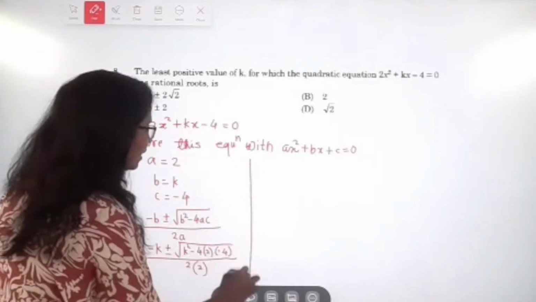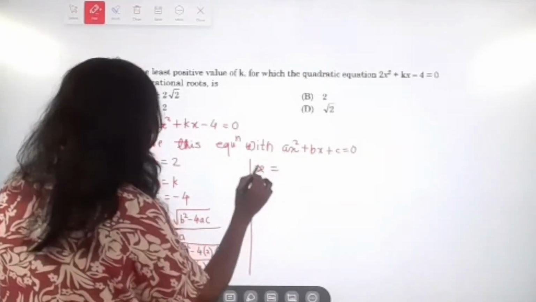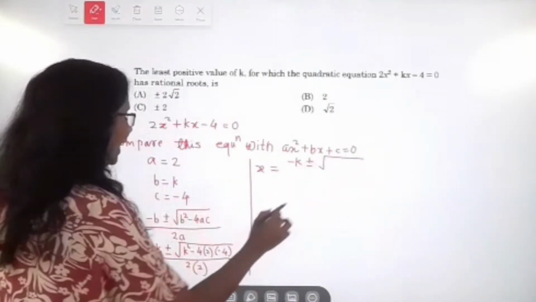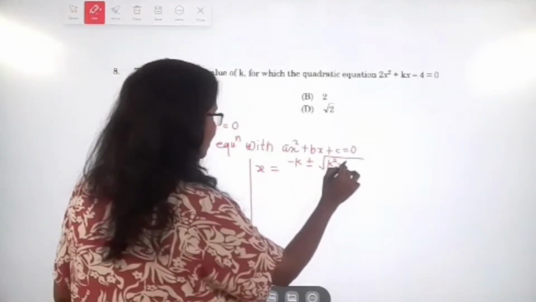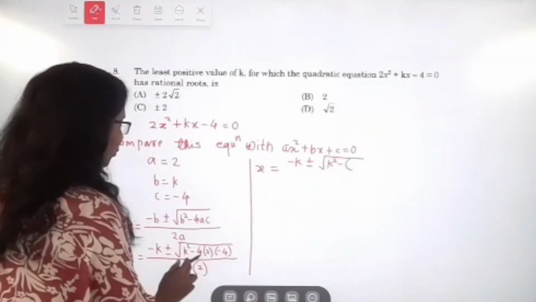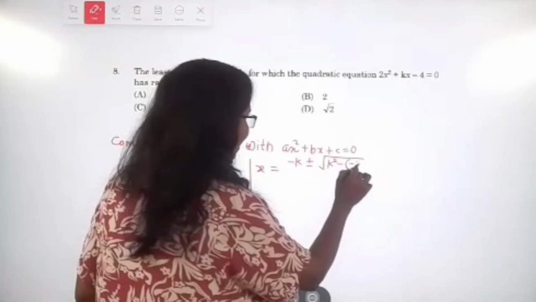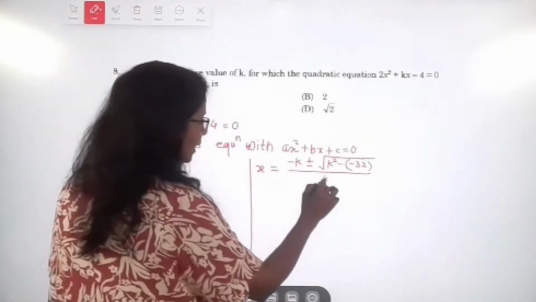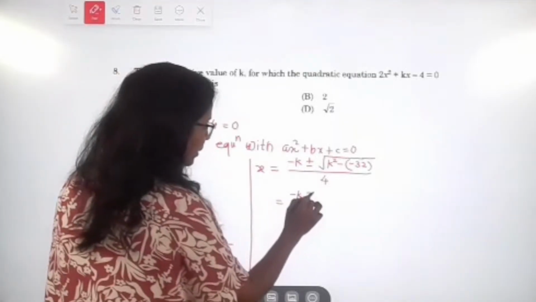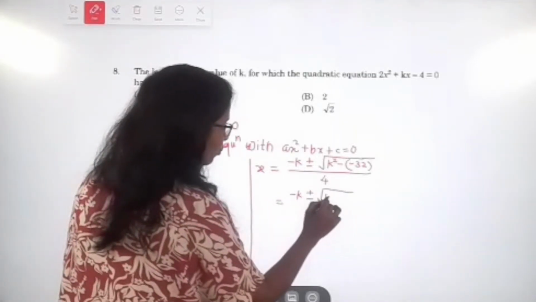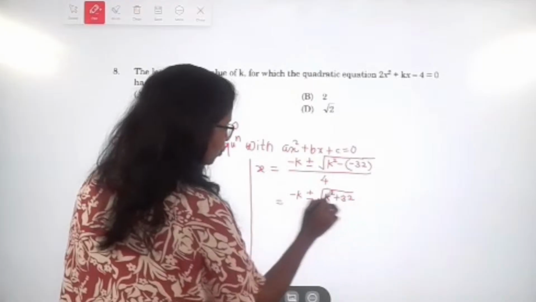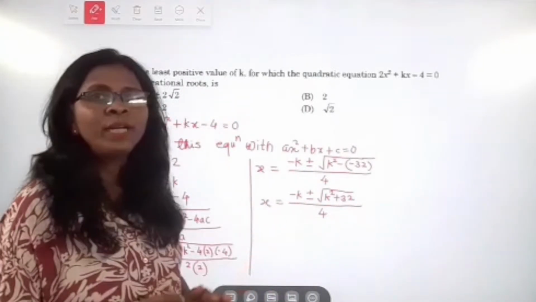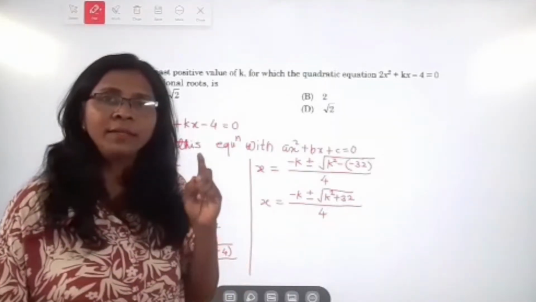So x is equal to minus k plus or minus the square root of k square minus, 4 times 2 is 8, 8 times 4 is 32, minus 32, divided by 4. So minus k plus or minus the square root of k square plus 32 divided by 4. Students, at the denominator place there is a 4.